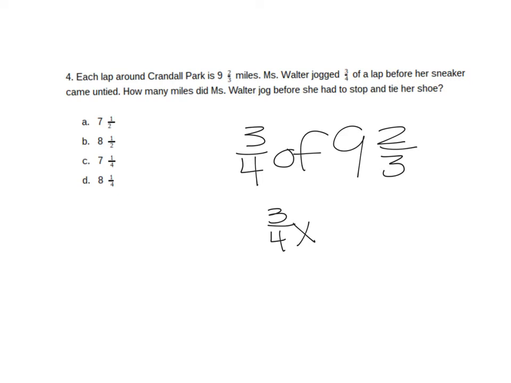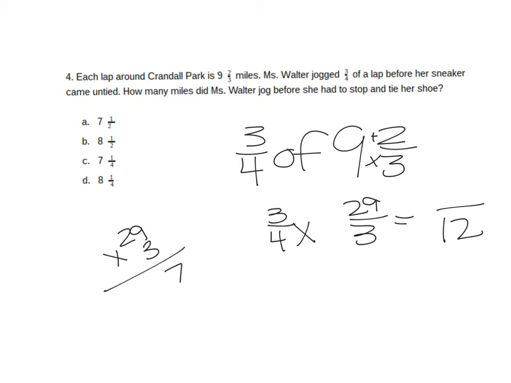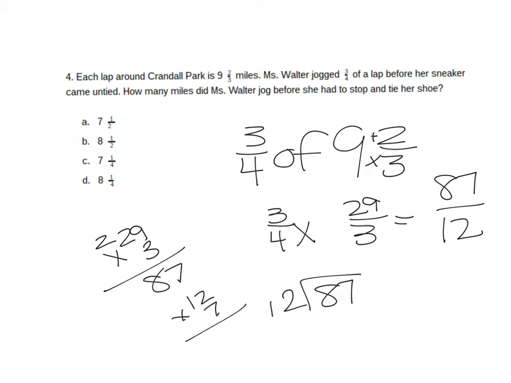I'm going to change 9 2/3 to an improper fraction. 3 times 9 is 27, plus 2 is 29/3. 4 times 3 is 12, and 29 times 3 I'll do off to the side. 3 times 9 is 27, 3 times 2 is 6, plus 2 is 8. I get 87/12. And if I do 87 divided by 12, I'm going to try 12 times 7. 7 times 2 is 14, 7 times 1 is 7, plus 1 is 8. 84 is close to 87. So I'm going to do 7 times 12 is 84. I subtract and get 3/12.